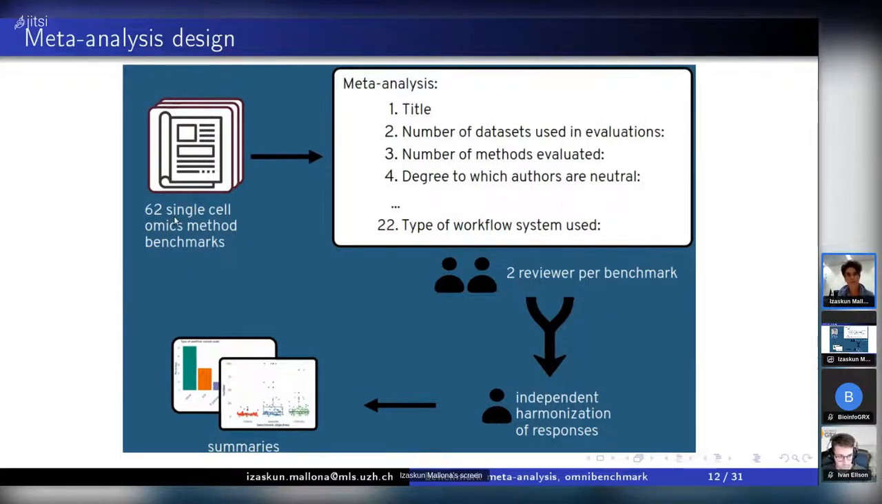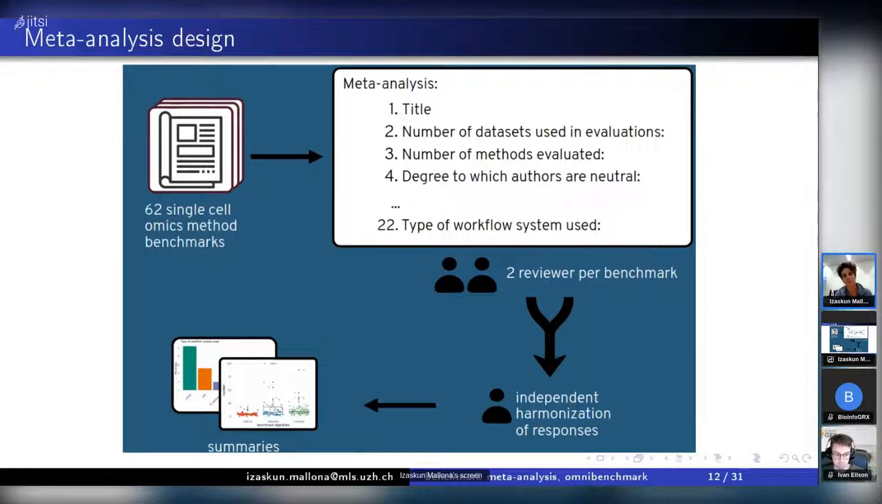We got 62 benchmark papers that are out there, and I don't mean methods that had a small benchmark with them, but supposedly neutral and systematic benchmarks. We read them and we collected 22 variables, features of these papers, from, I don't know, the title or the number of data sets they used in the evaluations, whether they use simulations, how many methods they used, whether the authors are neutral. And this is a very tricky variable to measure because it's a bit subjective.